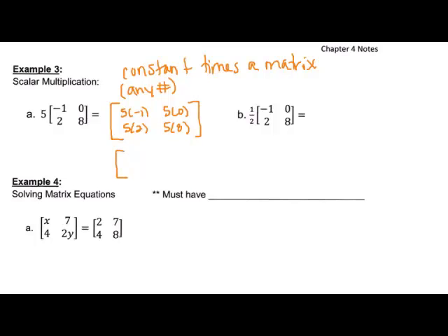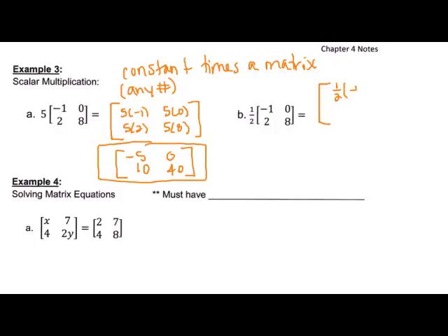5 times negative 1 is negative 5. 5 times 0 is 0. 5 times 2 is 10. 5 times 8 is 40. So our final answer is this matrix right here. You can do the same with a fraction out front. Again, we're going to take 1/2 and multiply by everything inside the matrix.